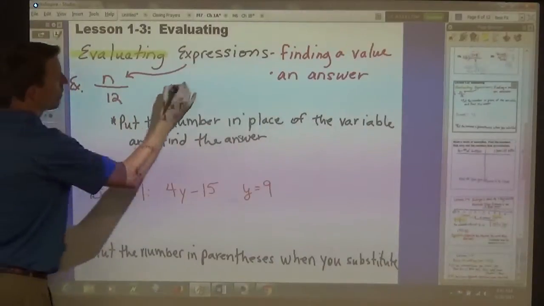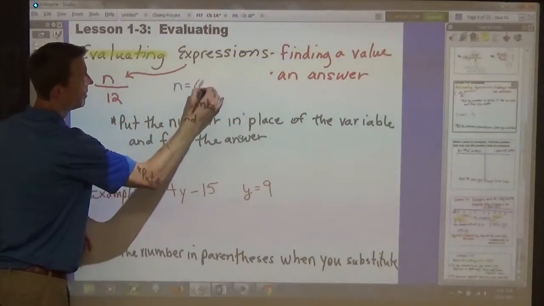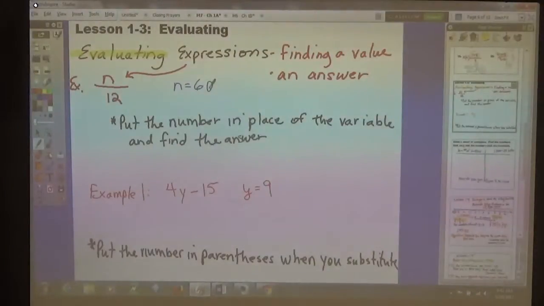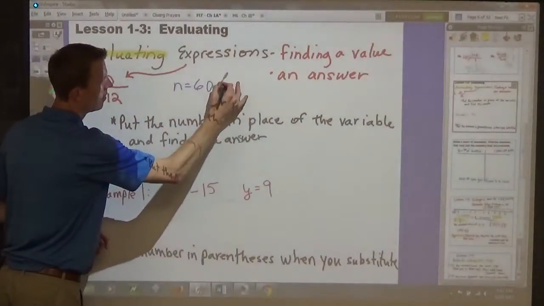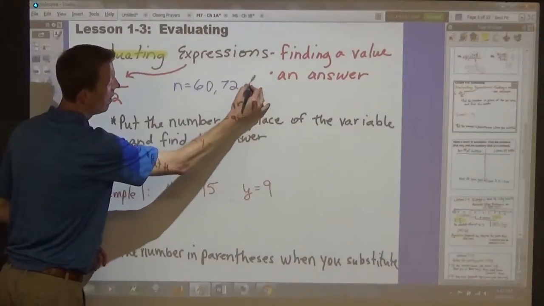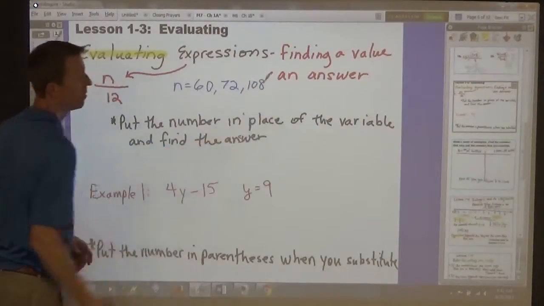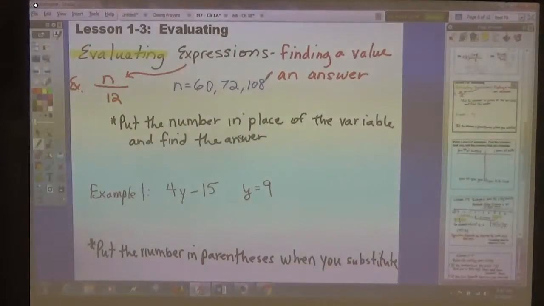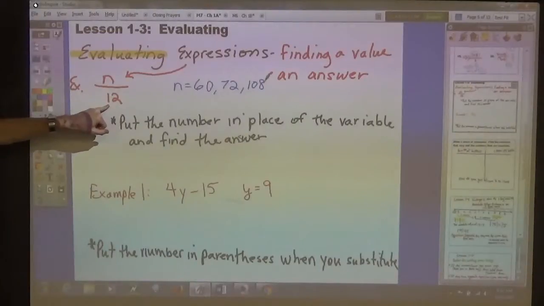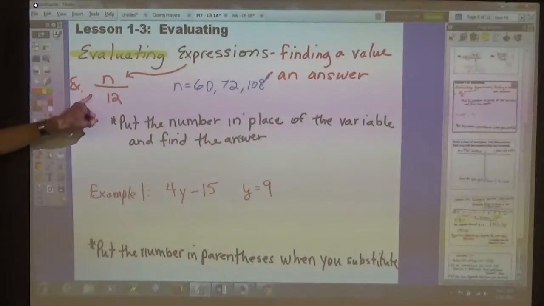So you could, if n equals 60 and 72 and 108, then you can find the value of this expression. So you do 60 divided by 12 is 5. 72 divided by 12 is 6. 108 divided by 12 is 9. And so we can evaluate that expression.